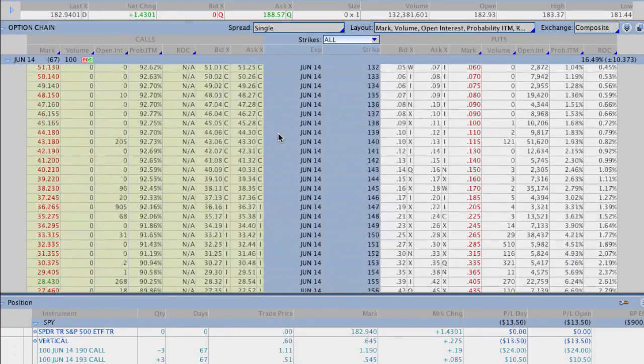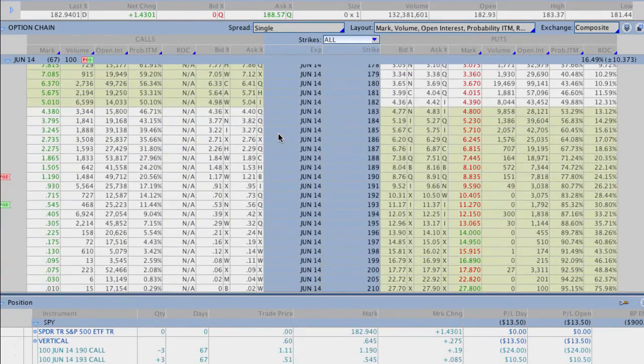And let me just scroll all the way down here. All right, so here you can see our two positions on the left-hand side of your screen. So our first call was sold at 190 and our second call was bought at 193. Now you'll notice that the probability of being in the money for that first strike, because that's the one that we're concerned about, is about 20%.